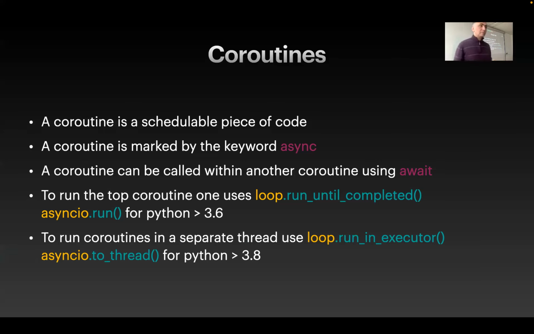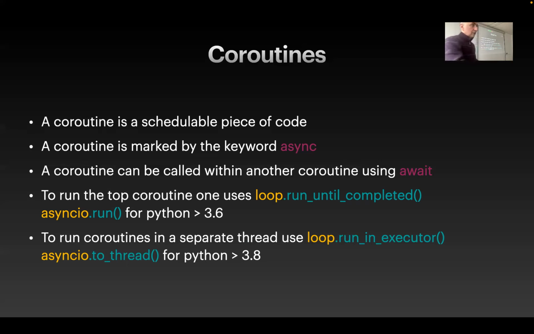Yes? It's greater, strictly. It's 3.9. So as of 3.9, you have asyncio.to_thread, which does exactly all this for you. It gets the loop, it gets the thread pool, it runs a new thread in the loop with the thread pool, and so on, and then returns you the result. And then you can just await that, and that's it.